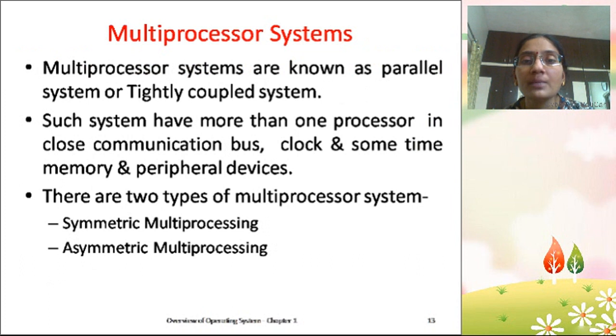So the next one is the multiprocessor system. Multiprocessor systems are also known as parallel systems or tightly coupled systems. That is, more than one processor will be there and they are performing the operation. Such systems have more than one processor in close communication. That is, the processors will share the system bus, system clock, and sometimes memory and peripherals. There are two different types of multiprocessor system: symmetric multiprocessing and asymmetric multiprocessing.